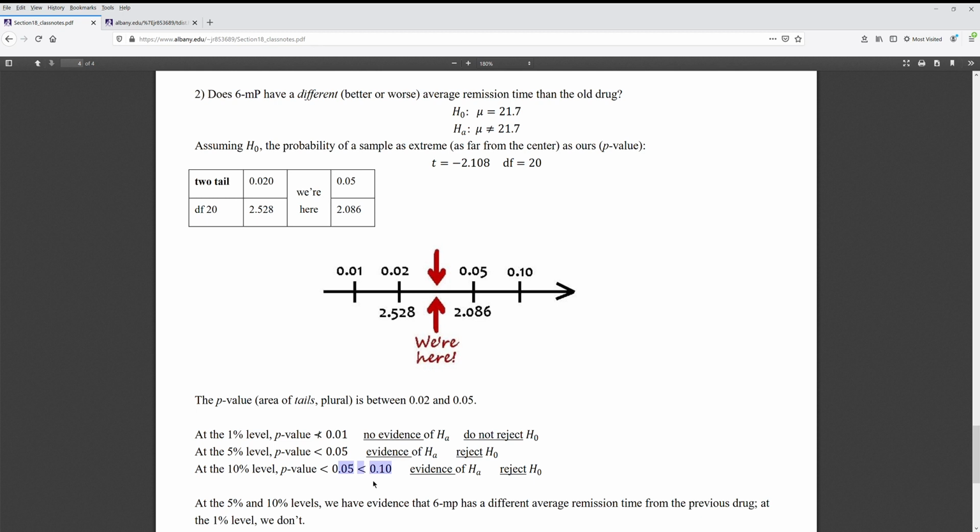Again, it's explicitly less than 5%, and it's implicitly less than 10% because it's less than something that's less than 10%. But bottom line, it is on the small side of the 5 and 10, so we will reject at those levels. At the 5% level, at the 10% level, yes, we'll reject the theory that the average remission time is the same as the old drug. Yes, we will find evidence of HA that the average remission time is purely different from the old drug, not the same.